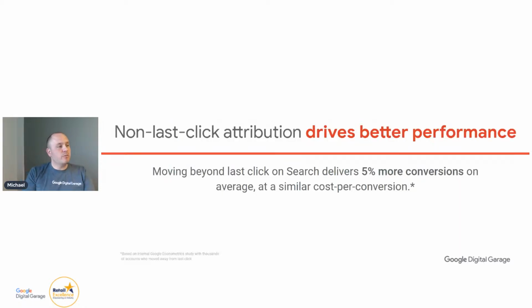So non-last click attribution drives better performance. We ran a sophisticated econometrics study isolating the impact of switching attribution models in Google Ads. What we saw is, on average, a 5% overall improvement in conversions at a similar or lower cost per acquisition. So using non-last click attribution definitely does drive performance. That was the key takeaway.